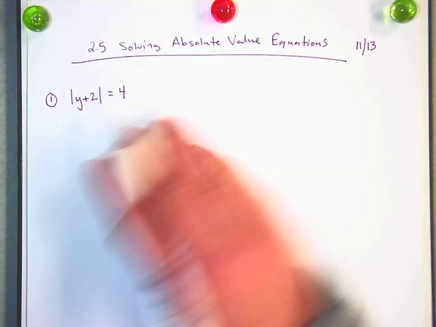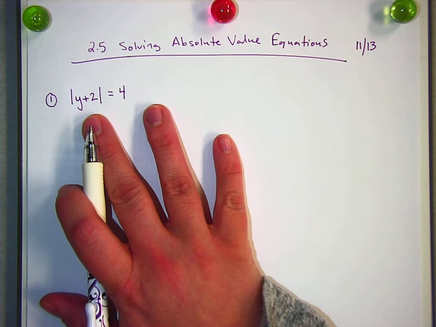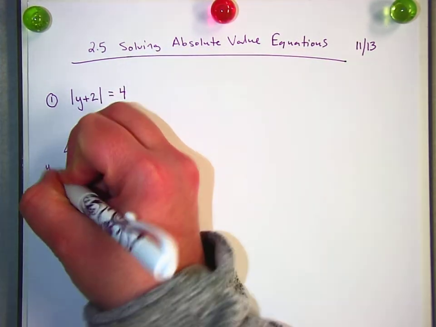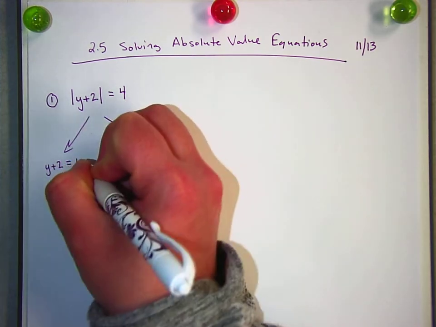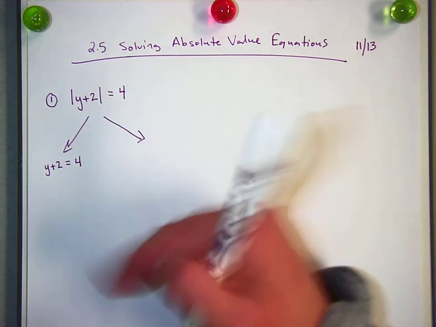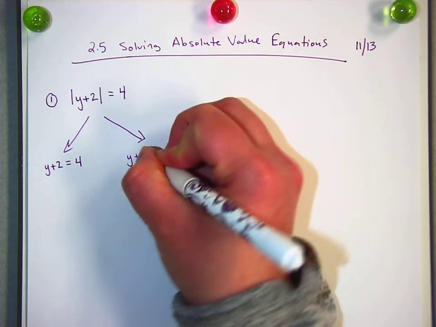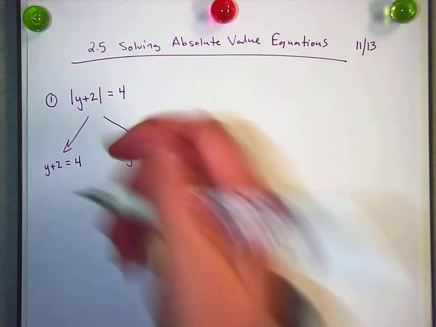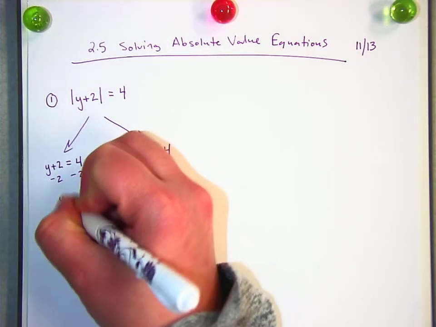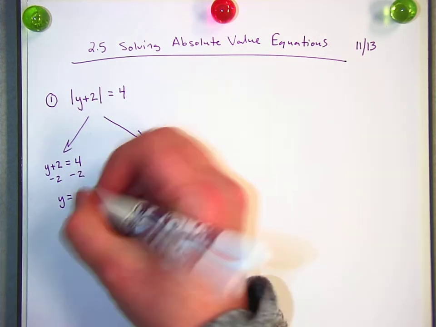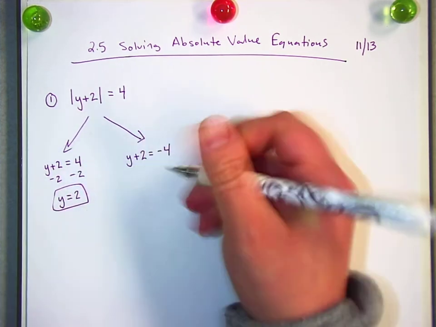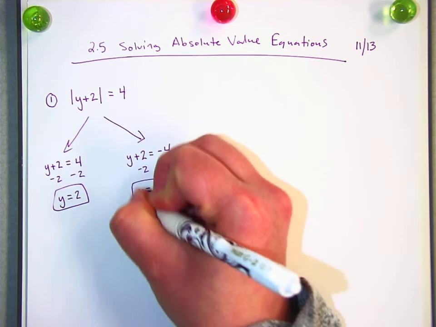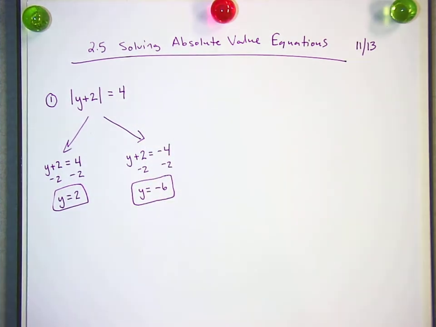So the way to solve an absolute value equation is to first get the absolute value by itself, but this absolute value is already by itself. And then you split it into 2 equations. So I'm going to write y plus 2 equals positive 4. That's what if the insides equaled positive 4. And then the other equation is what if the insides equaled negative 4. All right, so you subtract 2. Then you're going to solve both of these equations. So I get 2 for this one. And for this one, if I subtract 2 from both sides, I get negative 6. There we go.